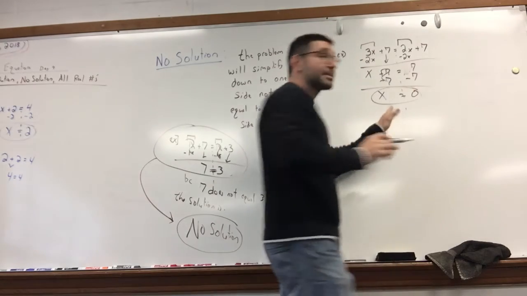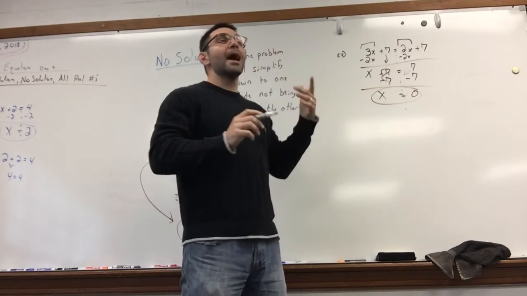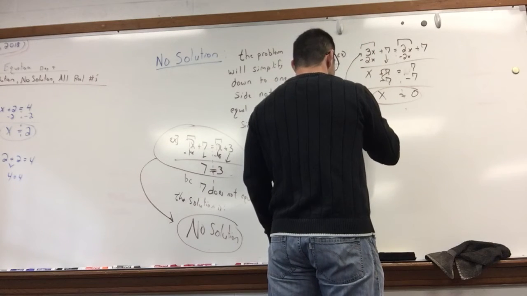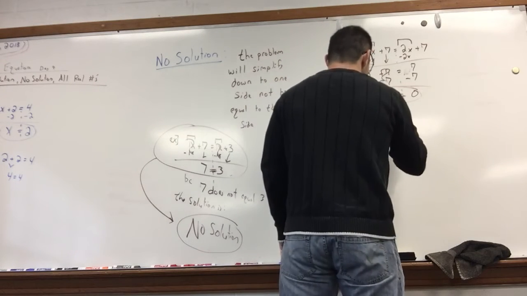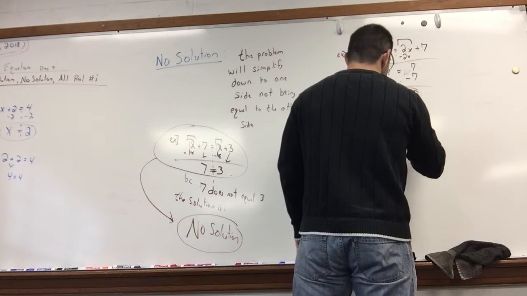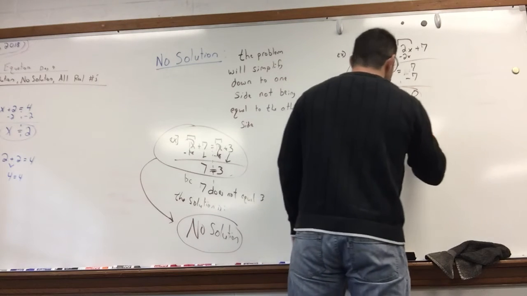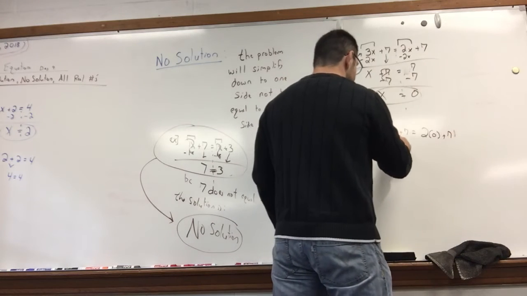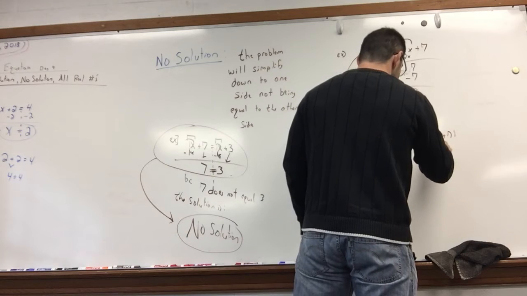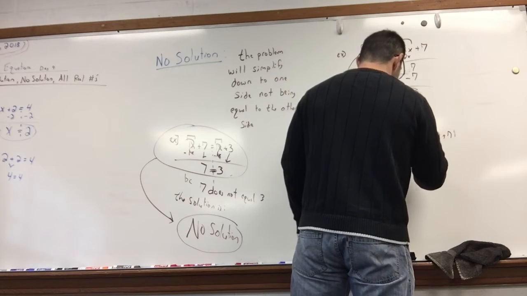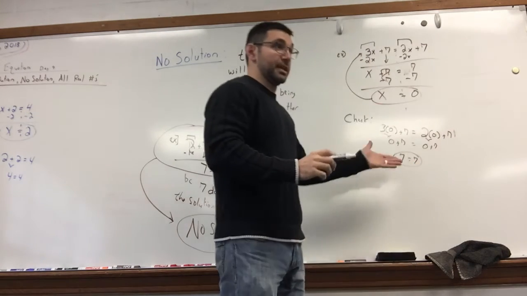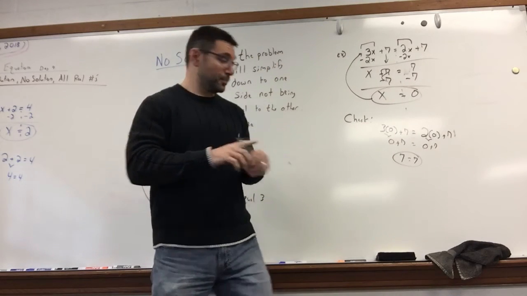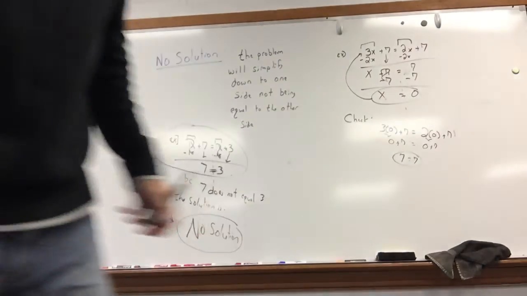Okay. That's a solution. There's one solution. How do I know there's one solution? Because I can check it. I can say, check, and go 3 times 0 plus 7 equals 2 times 0 plus 7. 3 times 0 is 0. 0 plus 7 equals 2 times 0 is 0 plus 7. Oh, 7 equals 7. Is that true? So when I substitute 0 in, that works. Make sense? Okay. Let's do another one.